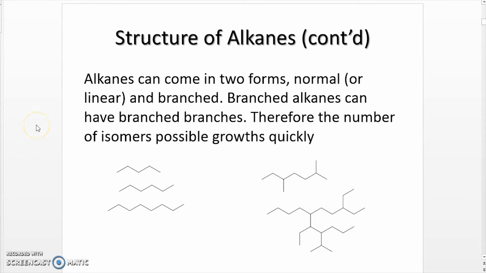So continuing a presentation of the structure of alkanes, they can come in two forms, normal or linear, or branched. Branched alkanes have branches, therefore the number of isomers grows quickly depending on the number of carbon atoms. And please note that the structures on this slide are just line drawings, and they contain what are called implicit hydrogens. When you start out drawing structures, I advise you to use carbons and hydrogens. Fill the hydrogens in because it's much easier for you to keep track of things.